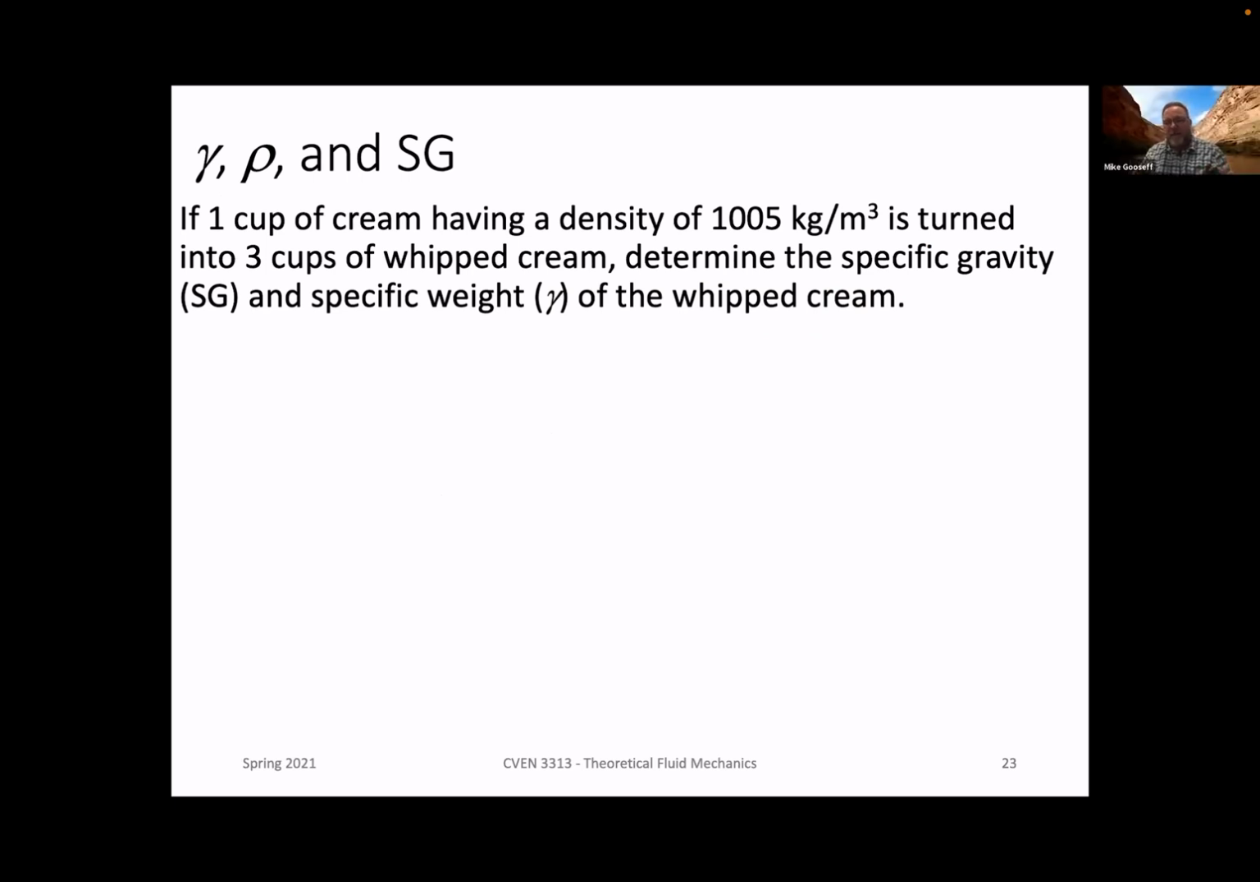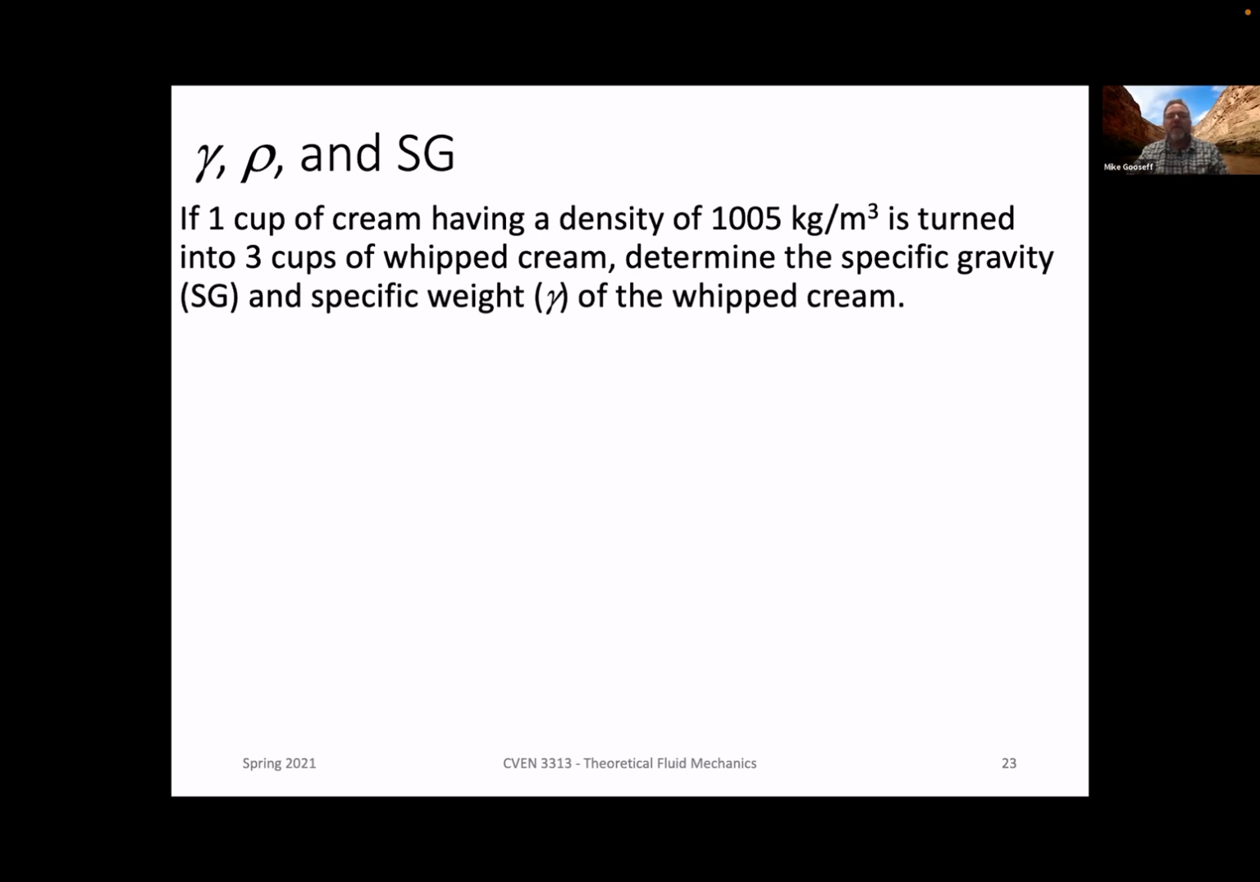Okay, now something you maybe haven't dealt with quite as much, something a little more specific to fluid mechanics: the specific weight, density, and specific gravity. This is fairly straightforward. We have 1 cup of cream with a density of 1,005 kilograms per cubic meter. Remember, water is 1,000 kilograms per cubic meter at 4 degrees centigrade. So this is pretty close to that, just 5 kilograms more.